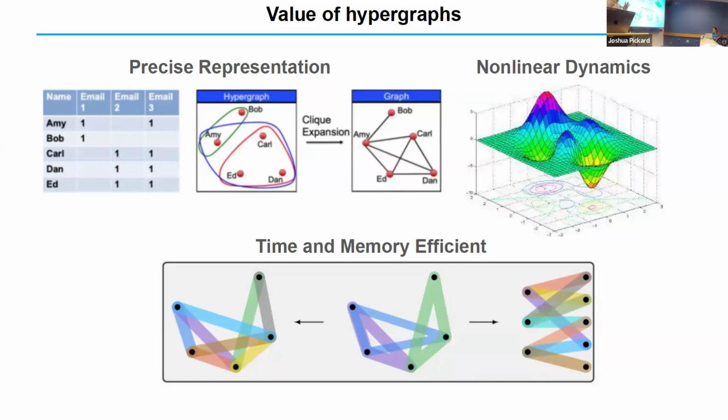So from its most simple reason why hypergraphs matter, well, if we go to just the regular graph case, which I think is a little bit more common, you lose all sorts of information. The other advantages are nonlinear dynamics, which I'll talk a little bit more about in a bit, and then time and memory efficiency.